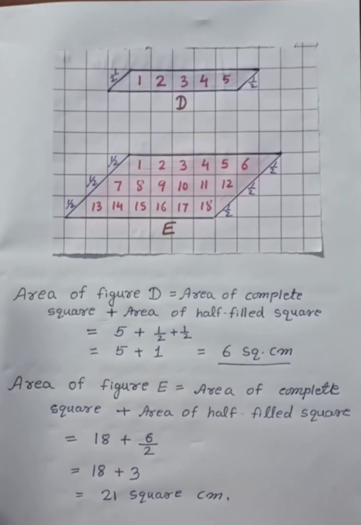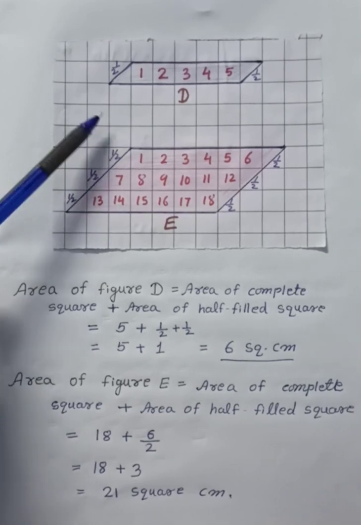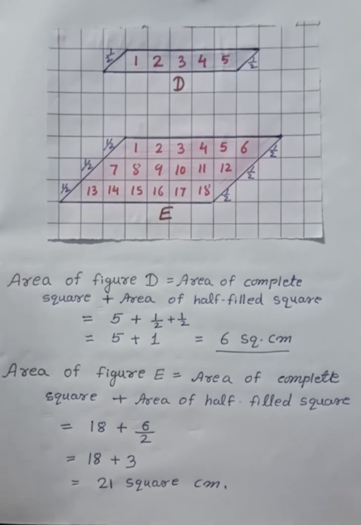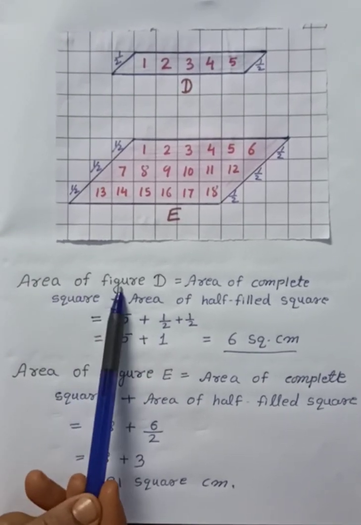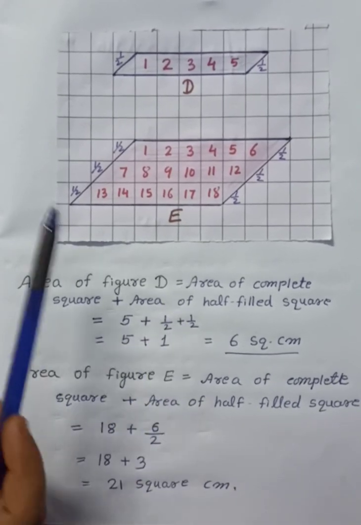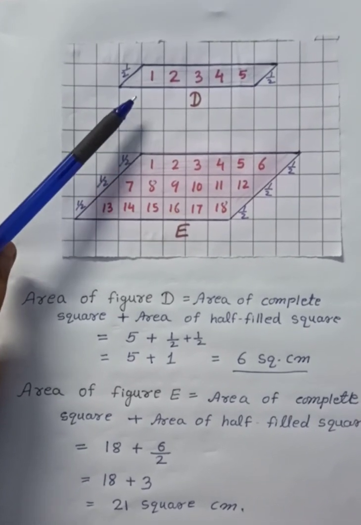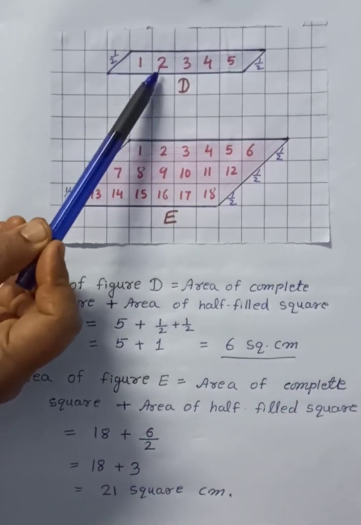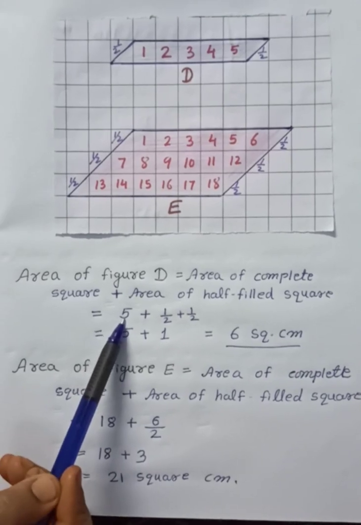Now children, look at the shape D or figure D. Here we have to find the area of shape D. So here I have written area of figure D. You can also write area of shape D. We will write area of, first we see the area of complete square. So how many complete squares are there? 1, 2, 3, 4 and 5. So we will write here 5.